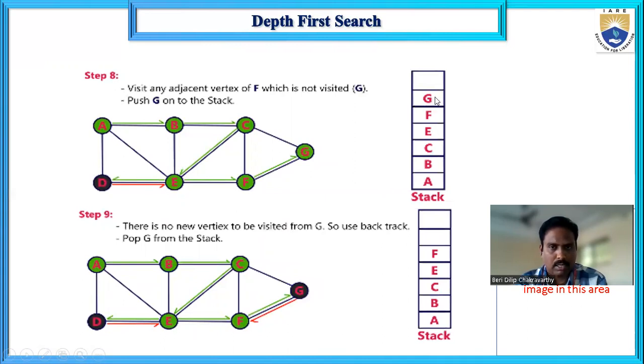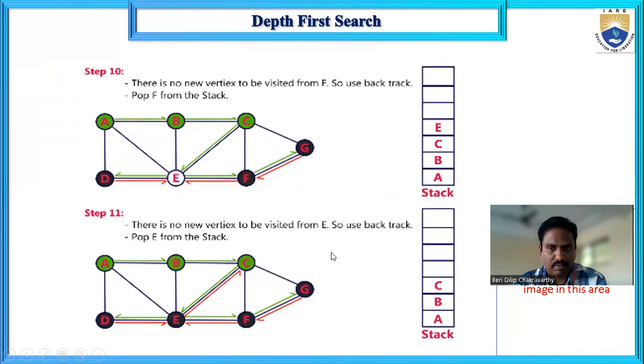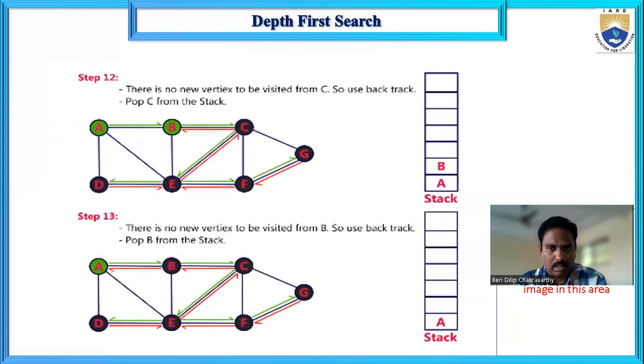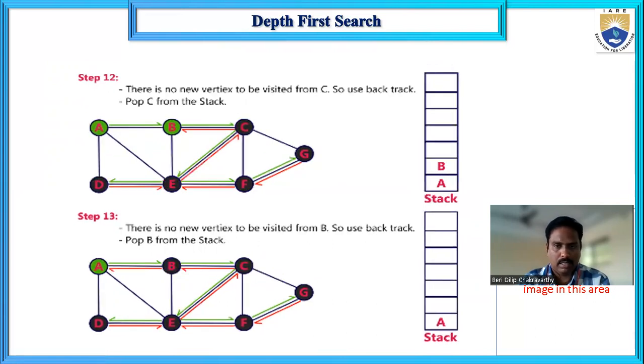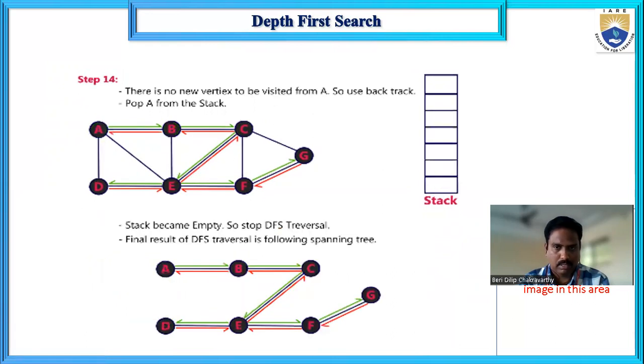Then remove each node from the stack. As there are no more nodes to visit, I need to backtrack, and still I don't find any new node. So I'll be removing G: I'm popping G, then F, then E, then C, then B, then A. Finally my stack becomes empty.